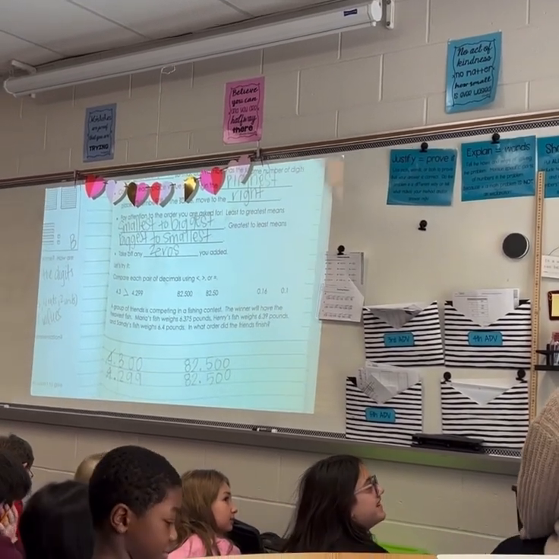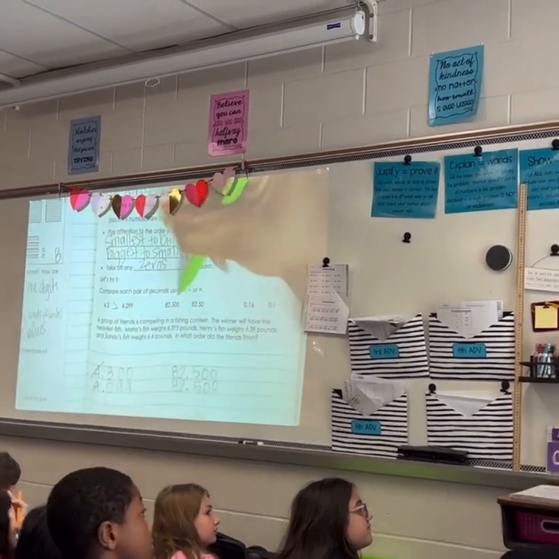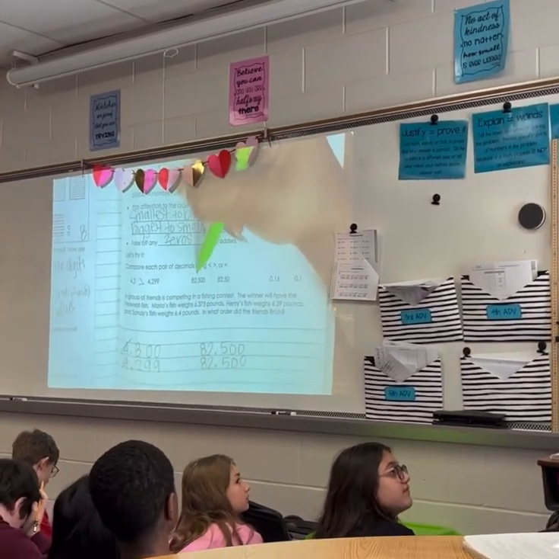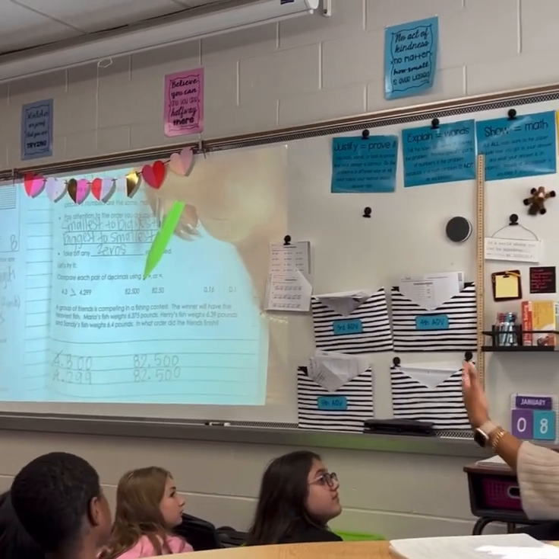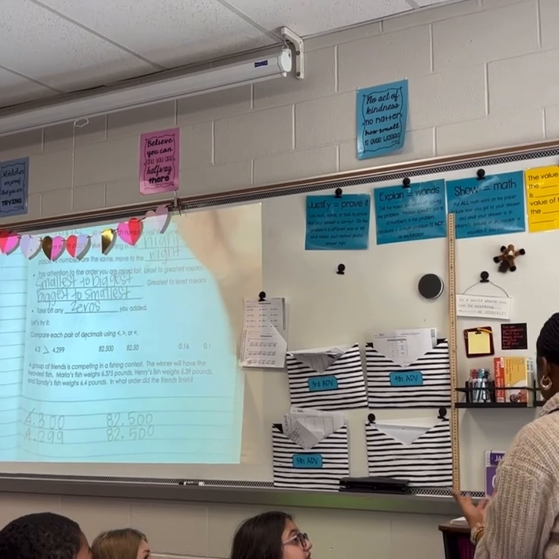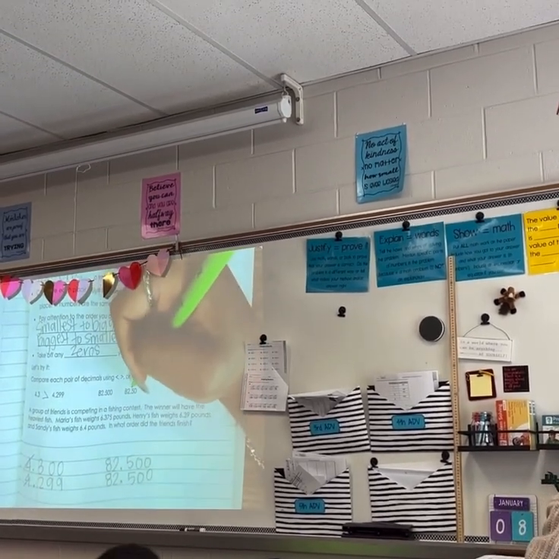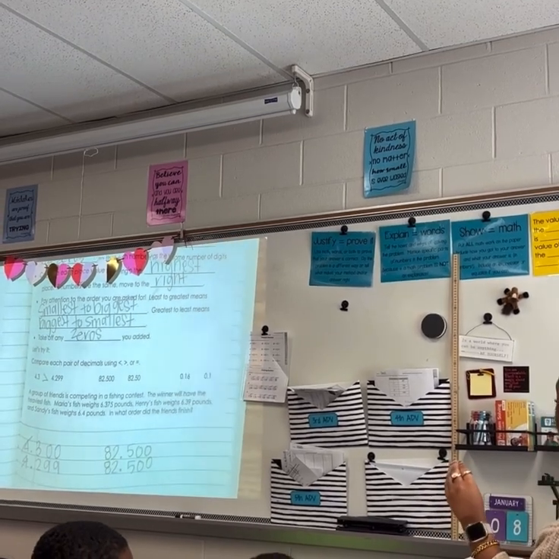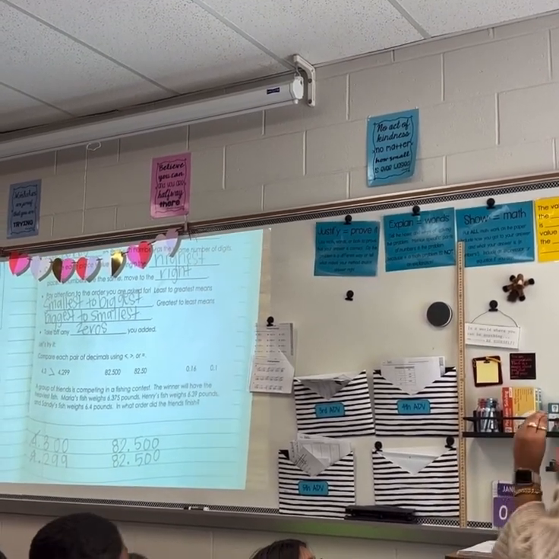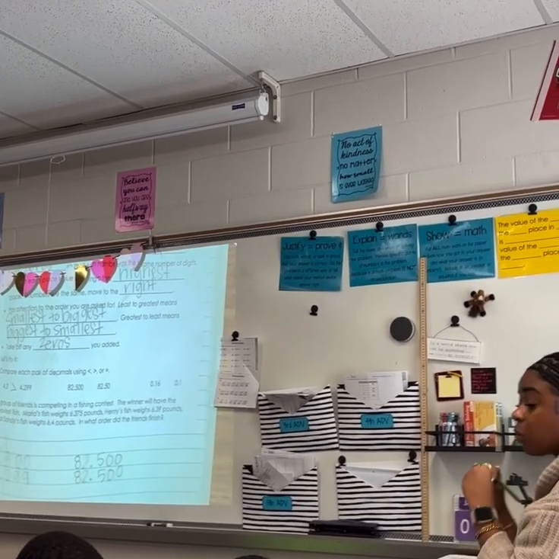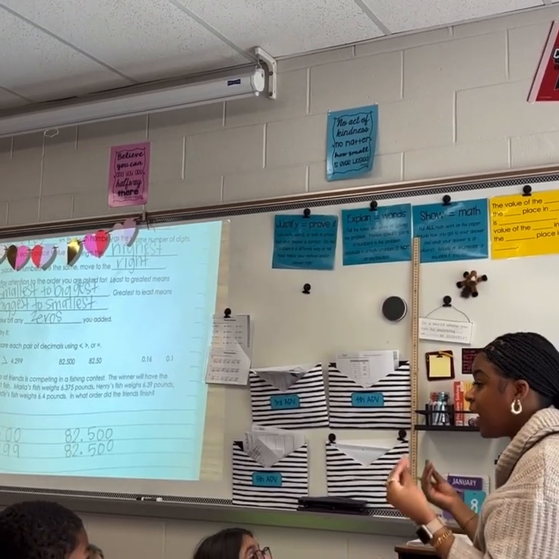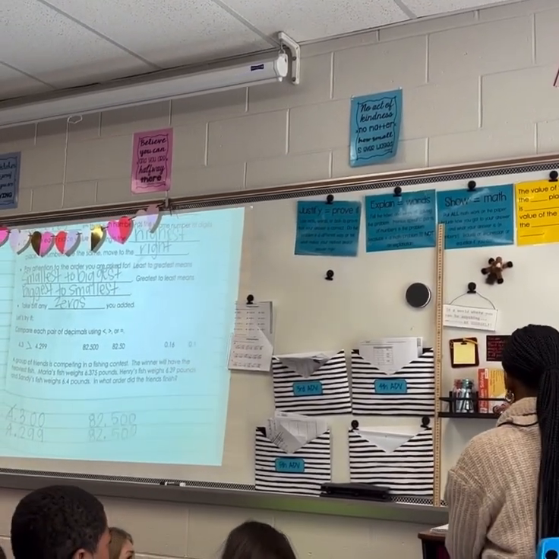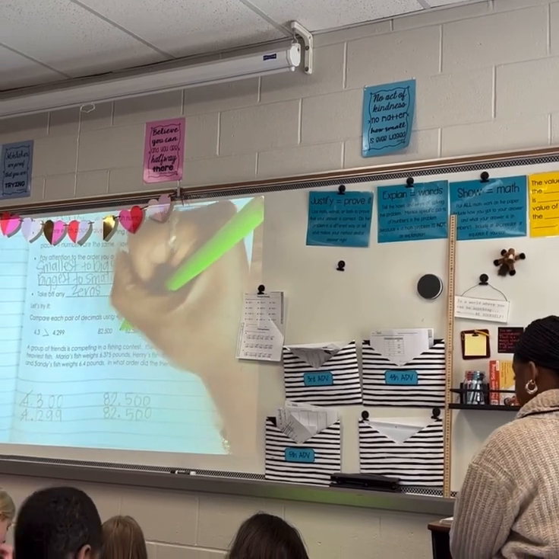Okay, they're the same. Now, we say 82 and 500 thousandths differently than we say 82 and 1,500 ten-thousandths, right? Different names, but when we line up our decimal and we look at each place value, we notice what? They're the same. Different names, same value. So when we go back up here, what are we going to say? Equals.